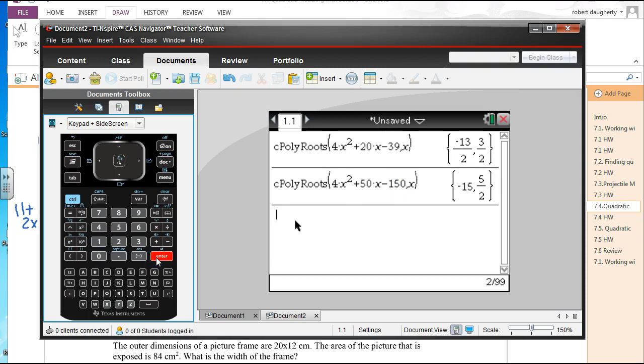X is equal to negative 15 or 5 halves, right? So X represents what in this problem? The width of the frame. Which of those makes sense? 5 halves. It doesn't make sense for the width of the frame to be negative 15 inches. Okay, so the width is going to be 5 halves.